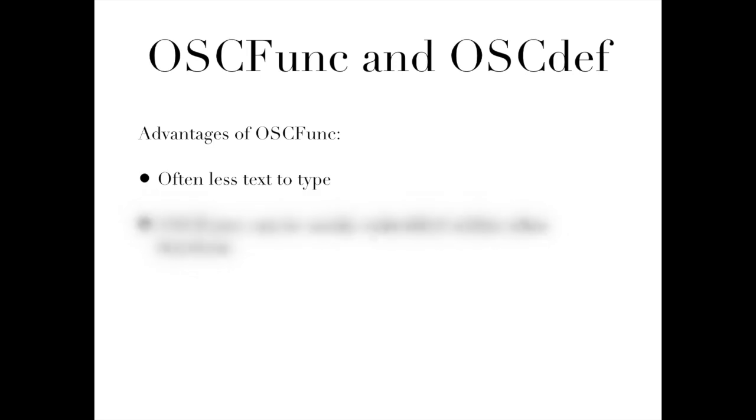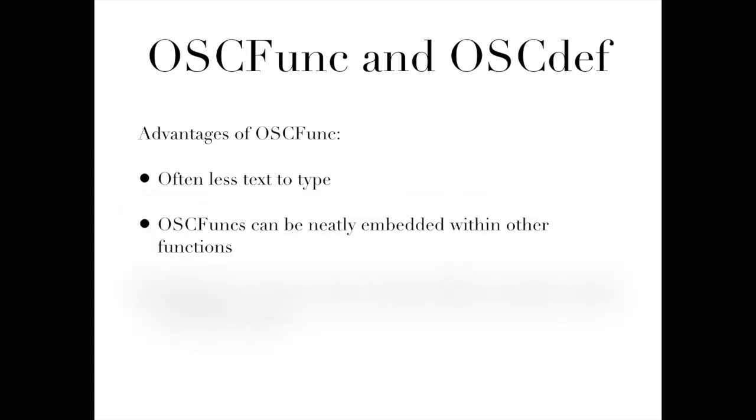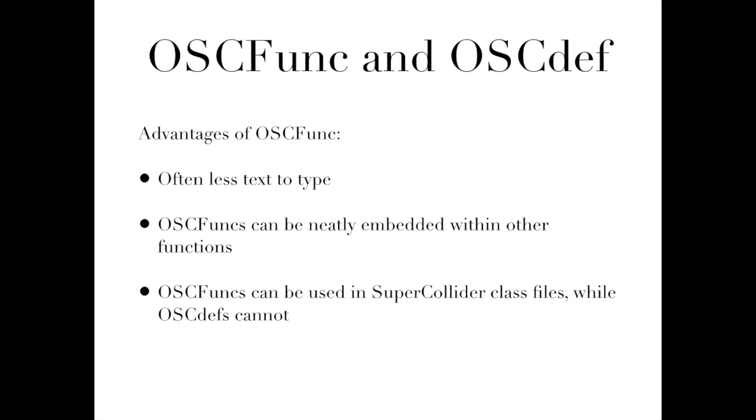In that case, OSCFunc may be more appealing to use as there is often less text to type, OSCFuncs can quite neatly be embedded within other functions, and OSCFuncs can be used in Super Collider class files while OSCdefs cannot. Even though OSCFuncs are not recorded in a global dictionary, invoking instance methods on individual OSCFuncs after instantiation is possible via environment variables.